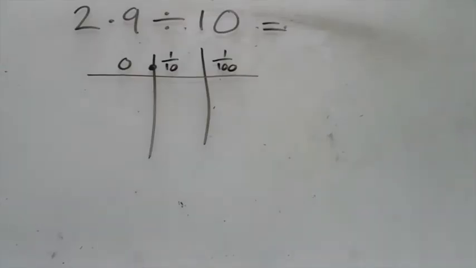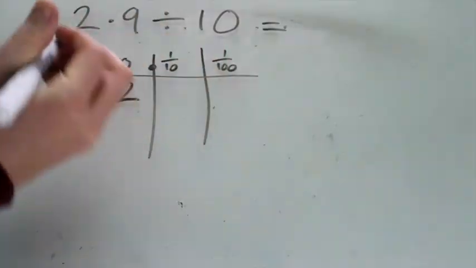Okay, so in this maths lesson we're going to look at dividing a decimal by 10, 100 and 1000. So this pretty much follows on from what we did in the last video. So if you haven't looked at timesing decimals by 10, 100 and 1000, watch that before you watch this one. So we've got 2.9 divided by 10.